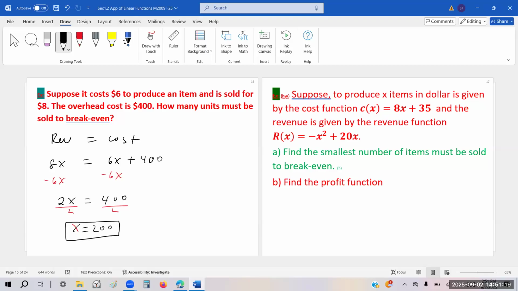So in the final exam, you may see one of these about profit, break even, revenue, cost. Definitely one question from here, from 1.2.